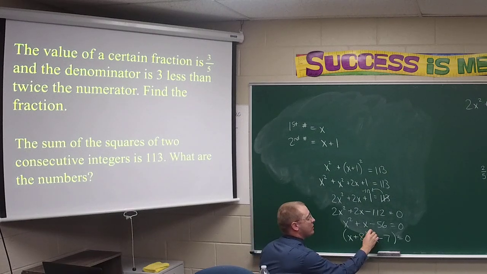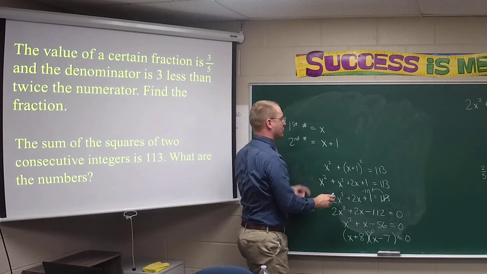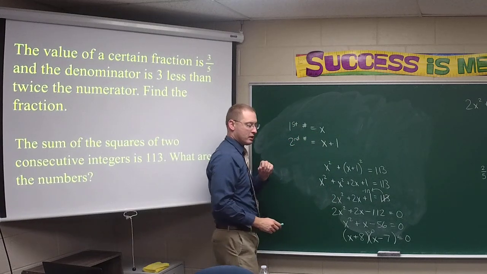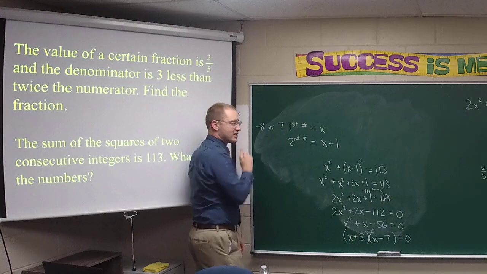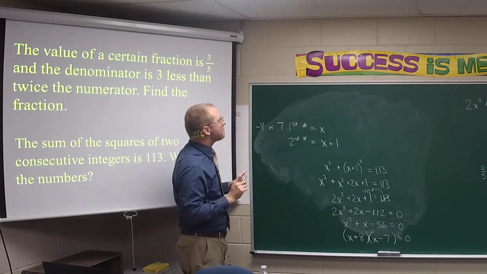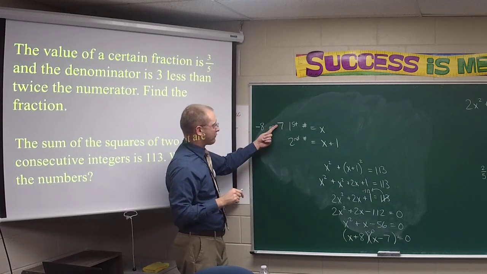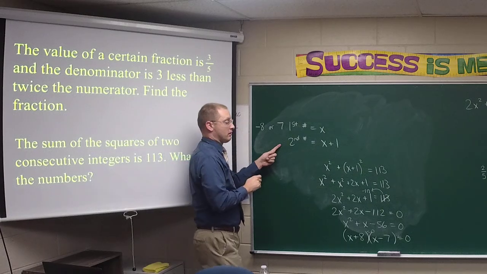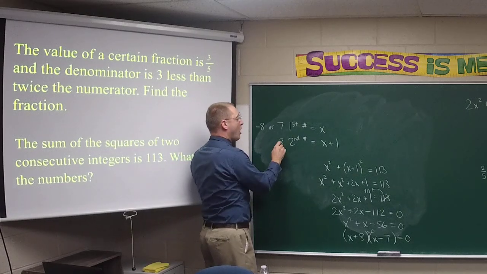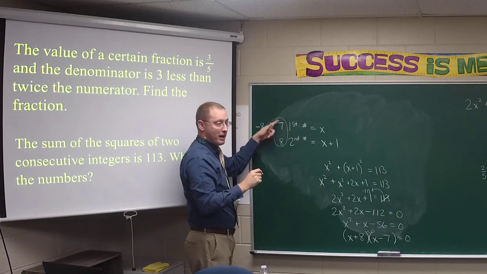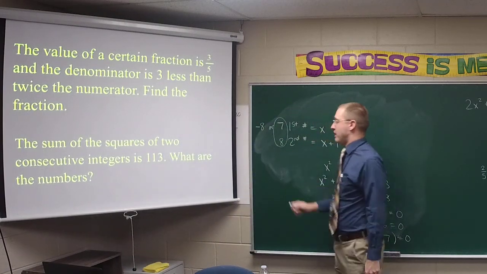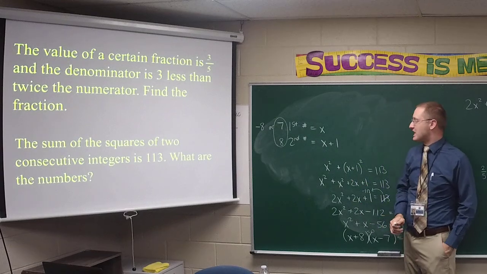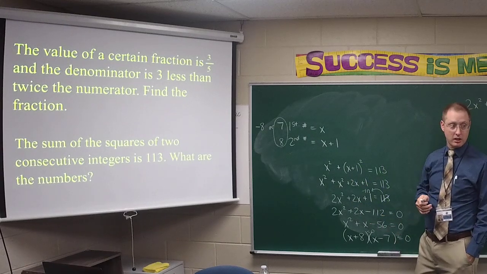And we'll set each of these equal to 0, and we get 2 possible answers for x, Brandon. Negative 8 and 7. It's either a negative 8 or it's a 7. What would be the next consecutive number after 7, class? 8. So 7 and 8 could be my consecutive integers. But if my first number is a negative 8, what's the next consecutive integer after negative 8, class? Negative 7.